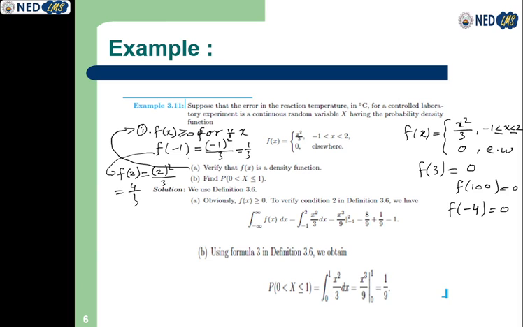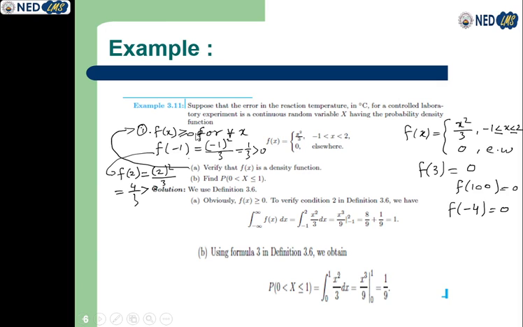Now what is this, student? At the lower limit, the image becomes equal to 1 upon 3. At the upper limit, the image also becomes equal to 4 upon 3. Both are greater than 0, positive. So if the image at x equal to the lower limit and x equal to the upper limit becomes positive, then the first property has been proved.